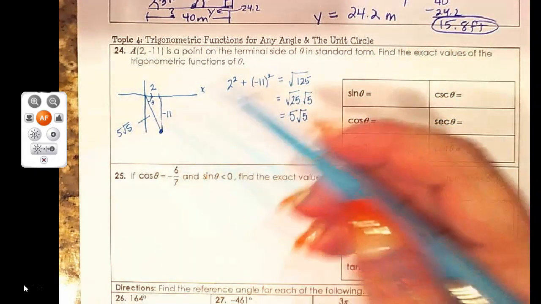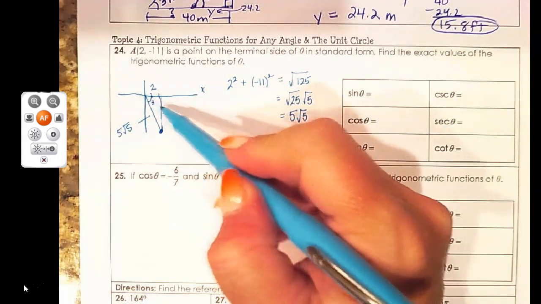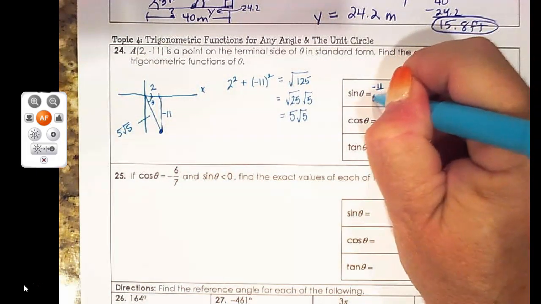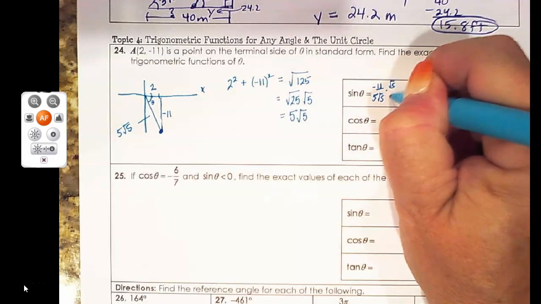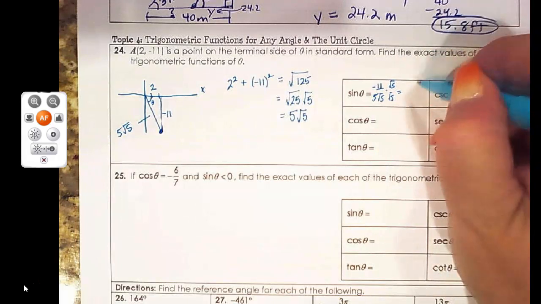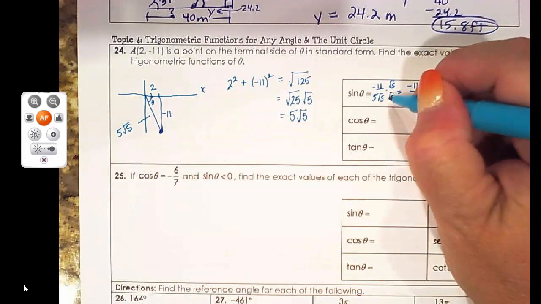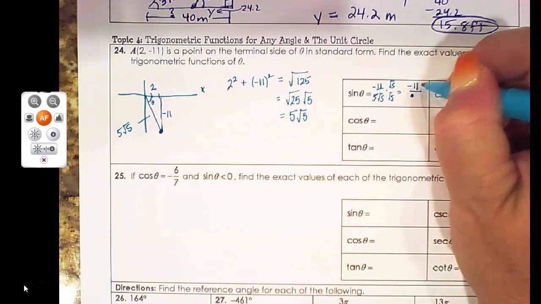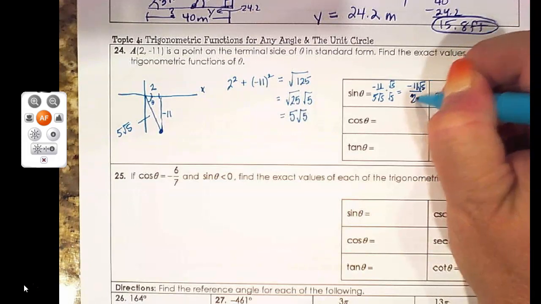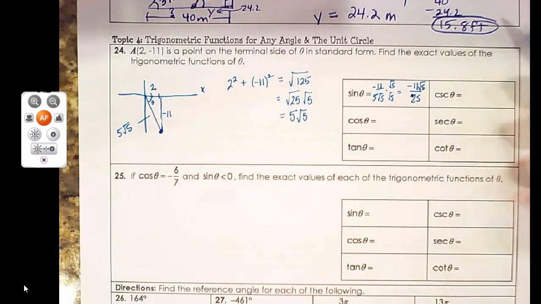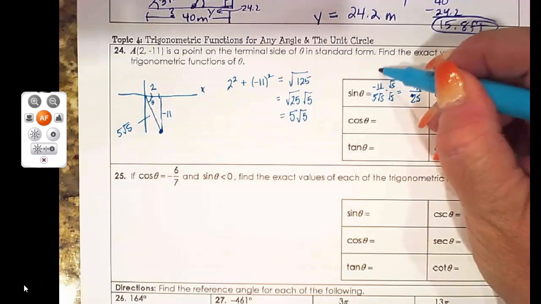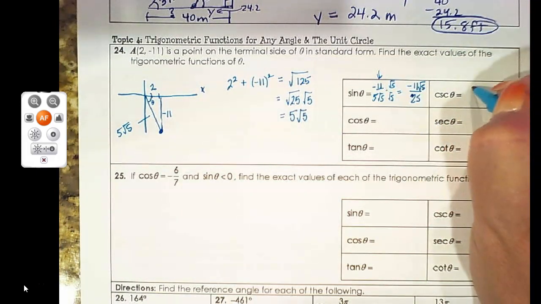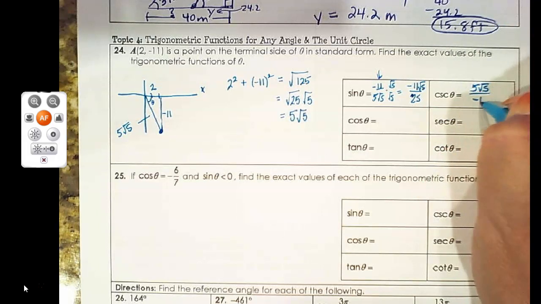So when I do sine, I'm going to take opposite over hypotenuse, so that's going to be -11 over 5 radical 5. Rationalize the denominator, multiply by radical 5 over radical 5. I get -11 radical 5 over 25. And the cosecant, I can just flip-flop, and I'm going to flip this one because it has a radical on the bottom, and that'll put 5 radical 5 over -11.